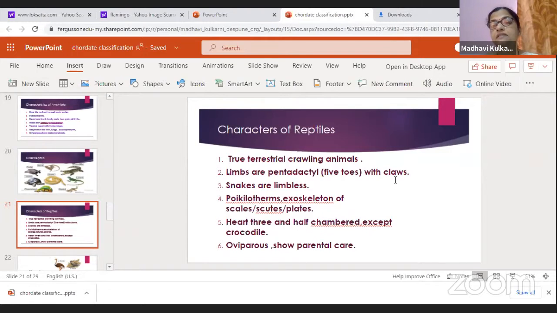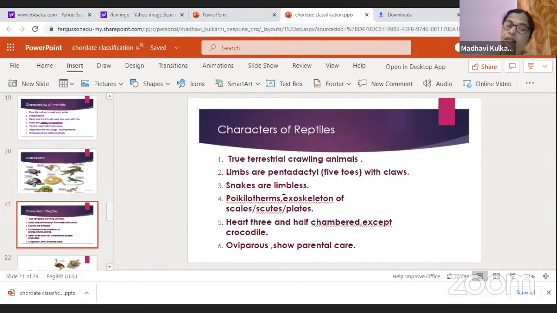That Varanus is truly found in the rocky places, and it has very well developed claws. They can cling to the rocks with the help of those claws.